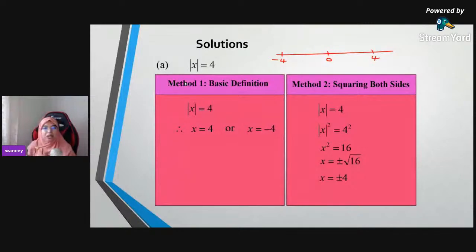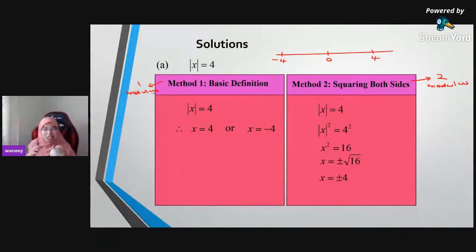Normally I prefer to use the basic definition, unless I have one absolute value on the left hand side and another absolute value on the right hand side. If I have two modulus, then I use squaring both sides. Otherwise, I normally use the basic definition. If I have two modulus, normally I'll use squaring both sides, but if I only have one modulus, normally I use the basic definition. You can actually use both, but I prefer this scheme.